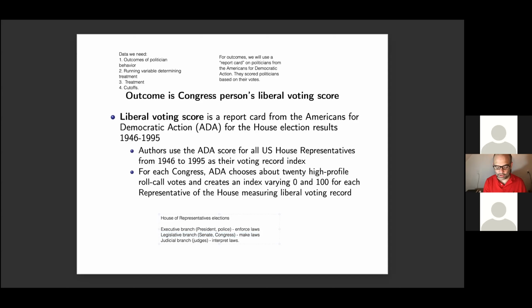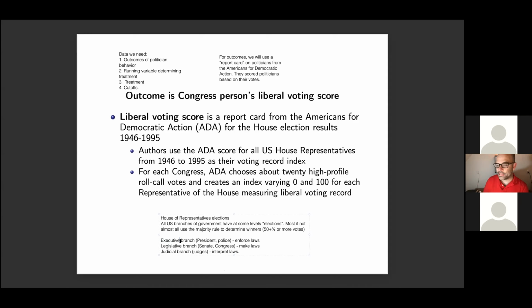All U.S. branches of government have, at some levels, elections. Most, if not almost all, use the majority rule to determine winners: 50% or more votes. All right. So that's what we got.